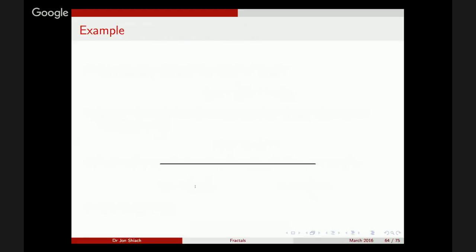Okay, so here we have a line. That's my stage 0. What we do is we take the midpoint and we move it up or down. So I'm going to move it up, just so it makes a mountain. And it moves up by a particular amount. That amount's going to be r.